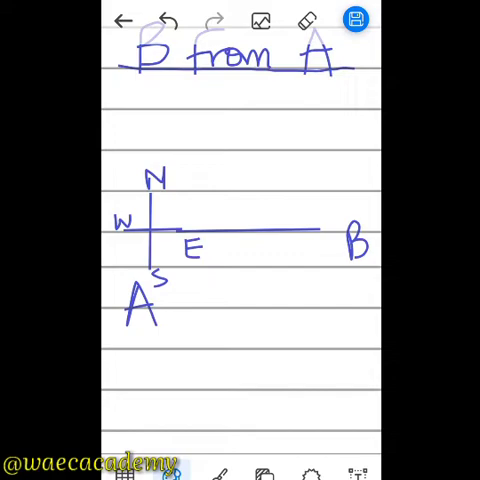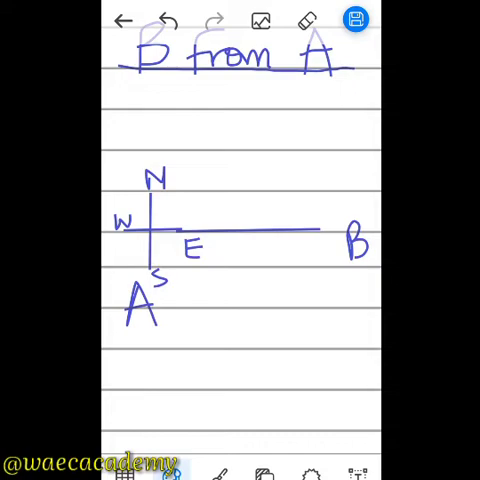But in this case, we're starting with just 4 cardinal points. So let's see what it is. They said find the bearing of B from A, which means A is the starting point. You are trying to go towards B. So we are at A at the moment. What direction are we pointing to go to B? That's what the bearing means. Bearing is basically direction. What direction do we have to point to get to B?